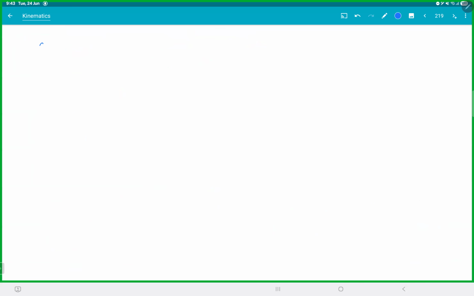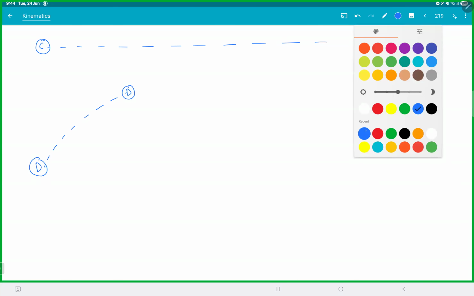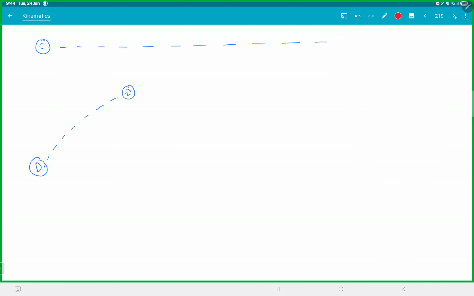So we have our cat here. Cat is going in a straight line. So we have the dog here. This dog is actually going in some curved path. So at any instant, if you look at the dog, this is the dog's velocity v. This is pointing towards the cat.